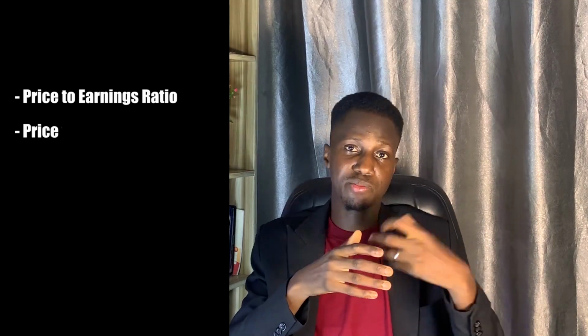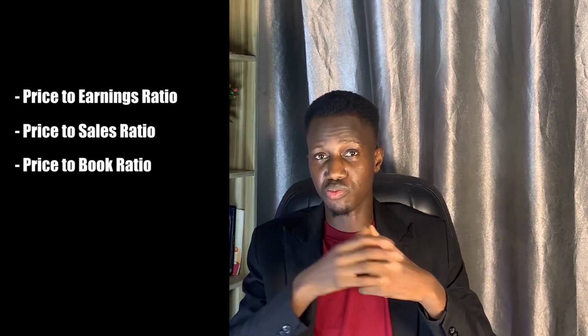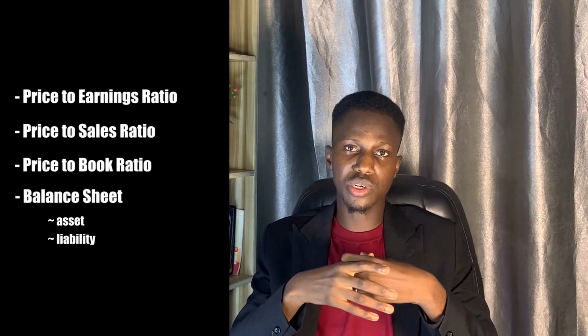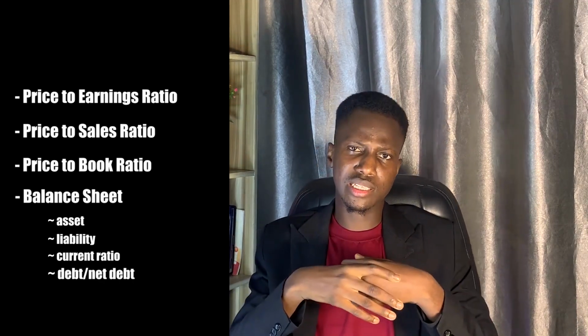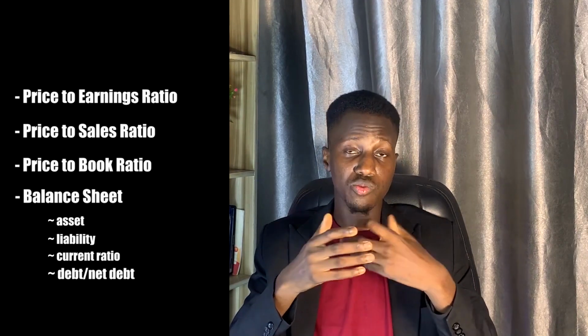The market cap, however, does not tell the full story about a stock. There are other metrics you can use to know the value of a stock and, in relation to another stock, which one is cheaper and which one is more expensive. One of the values to use is the price to earnings ratio, another is the price to sales ratio, another is the price to book ratio. And some people look at it from the perspective of the balance sheet. They look at the assets, look at the liabilities, they look at the current ratios, they look at the debt, the net debt, and stuff like that to understand which stock is cheaper.